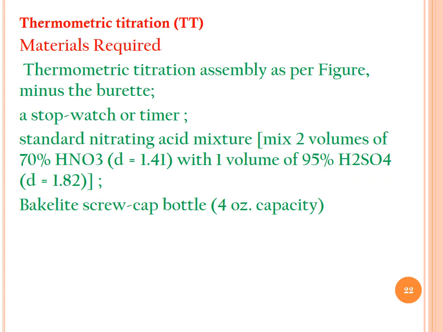For the determination of benzene in cyclohexane, these are the materials required. The thermometric titration assembly as per the figure, minus the burette, a stopwatch or timer, and a standard nitrating acid mixture prepared by mixing one volume of 70% nitric acid, which should have a density of 1.41, with one volume of 95% H2SO4 with a density of 1.82 gram per cc. Also a Bakelite screw cap bottle of 4 ounce capacity.